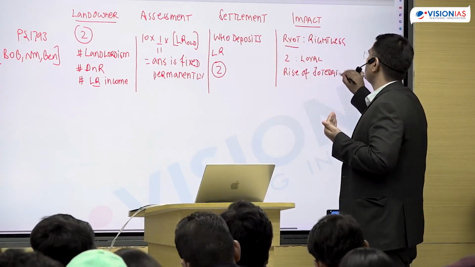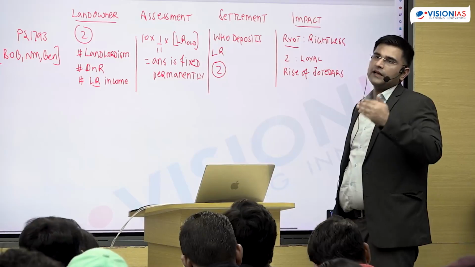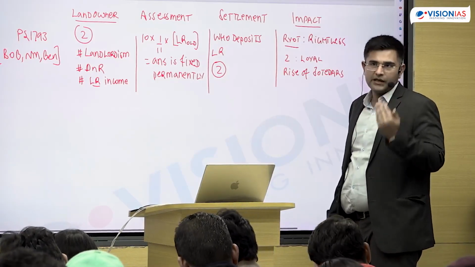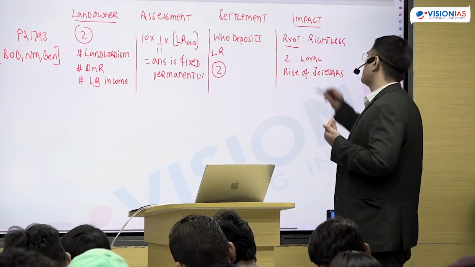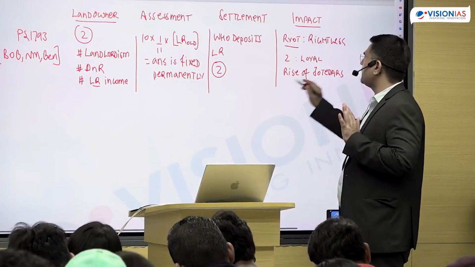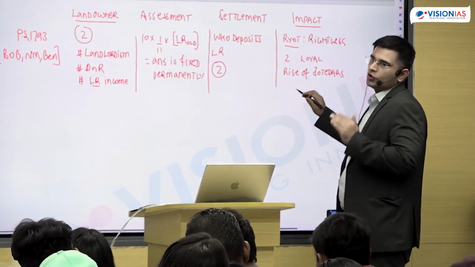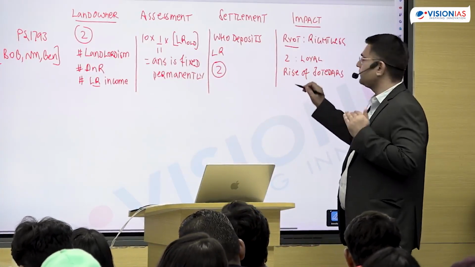Jotedars were those who were kind of like richest people of the village. They participated in the auctions and they became owners of the land, right? So therefore, that is what is happening. But ultimately, in the long term, yes, the government initially faced problem, but in the long term, the government had the certainty of land revenue.